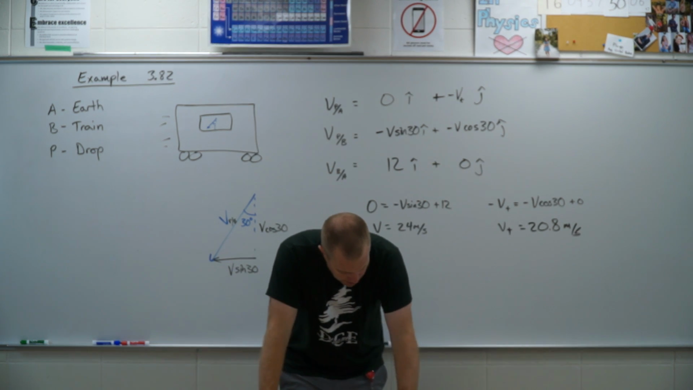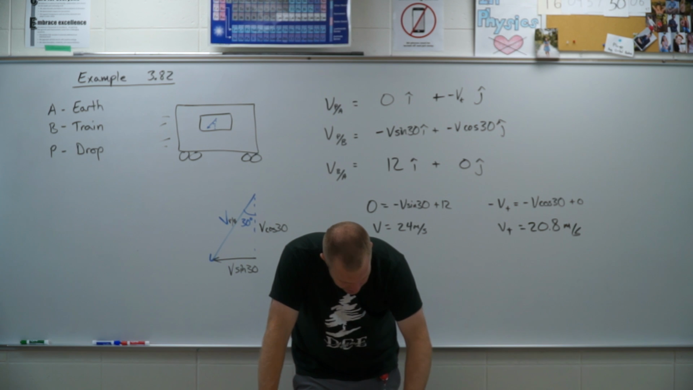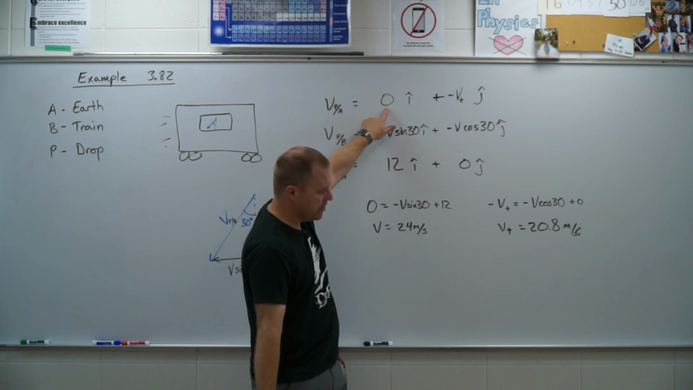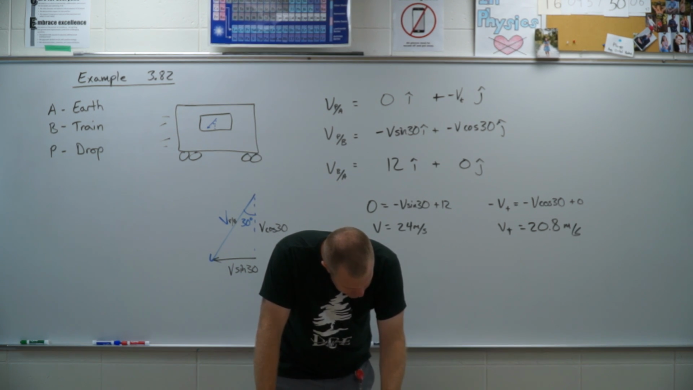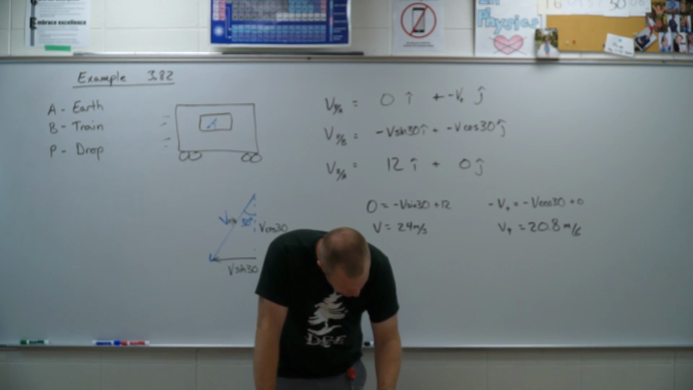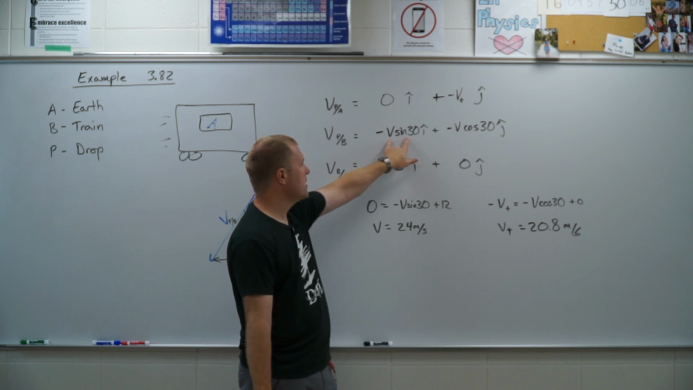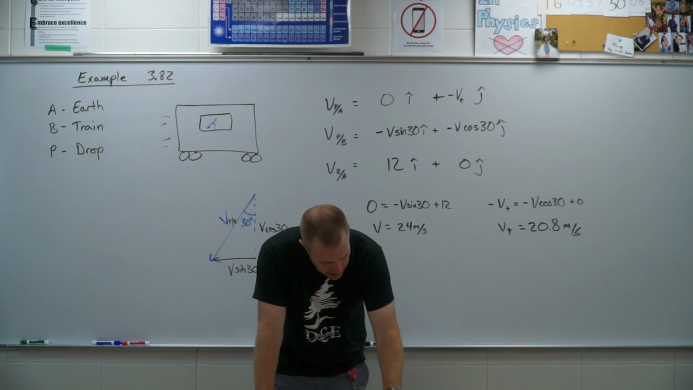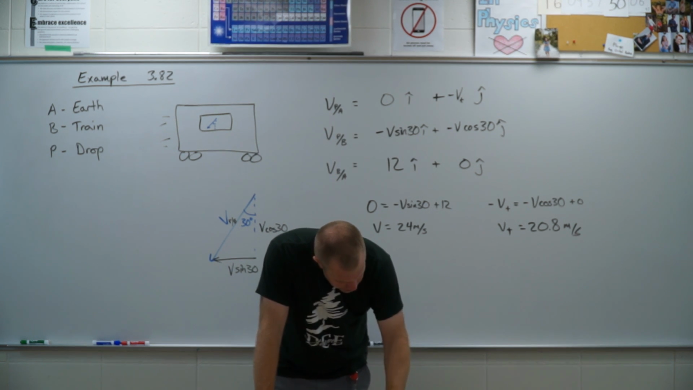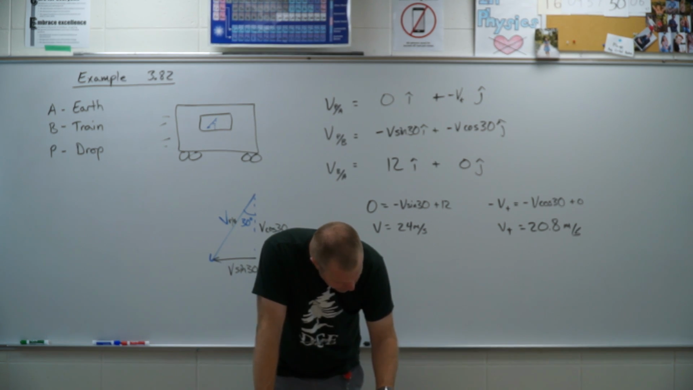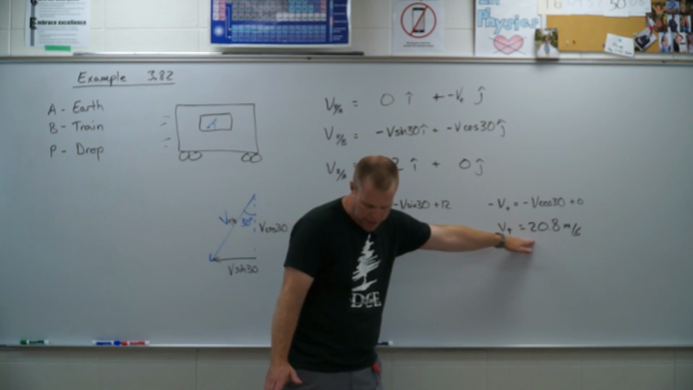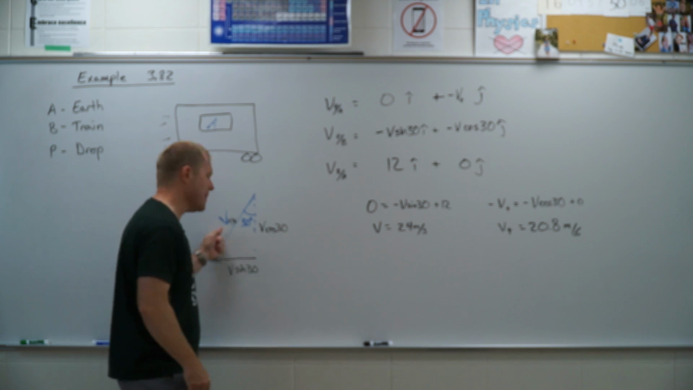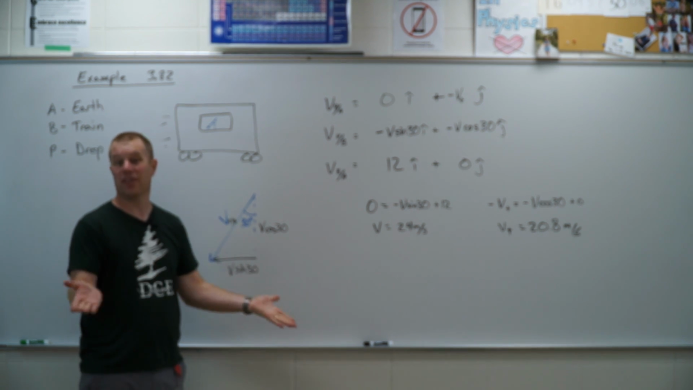To answer all the parts of this question: A wants to know the horizontal component of the drop's velocity with respect to the Earth? 0. And with respect to the train? That's going to be 24 sine 30 with a negative on it, so 12 meters per second in the negative direction, so west. And the magnitude of the velocity of the raindrop with respect to the Earth is 20.8 straight down. With respect to the train, it's 24 meters per second at an angle of 30 degrees. Nice relative velocity problem, huh?